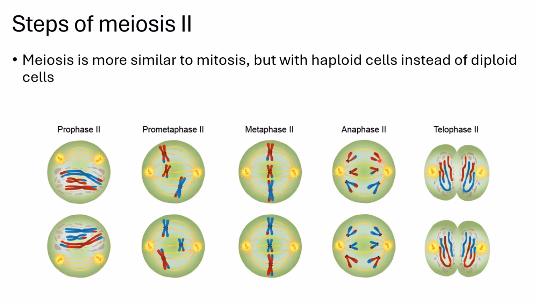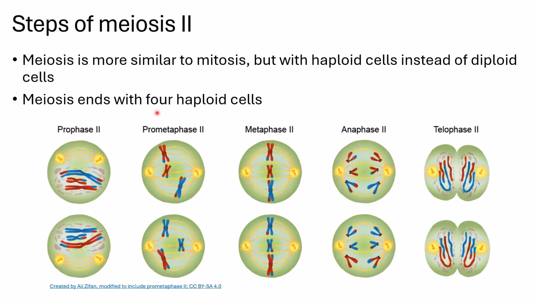The sister chromatids separate in anaphase 2, and the nuclear envelope reforms while the mitotic spindle breaks down in telophase 2. After telophase, cytokinesis breaks the cells apart. Since there were 2 haploid cells from meiosis 1, meiosis 2 ends with 4 haploid cells.